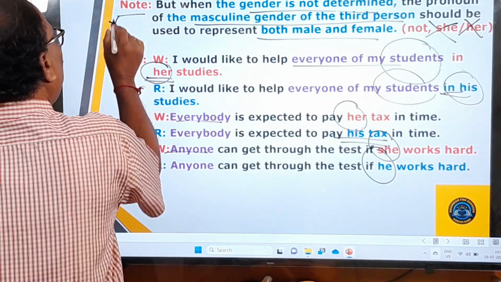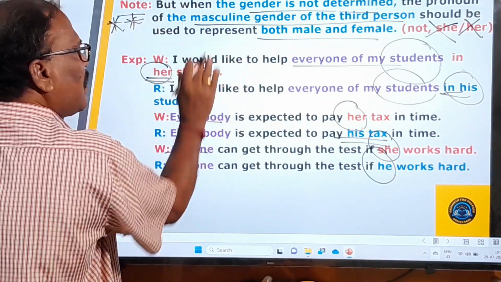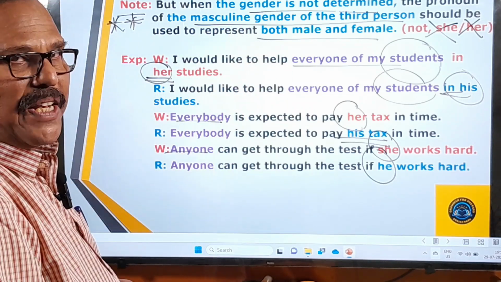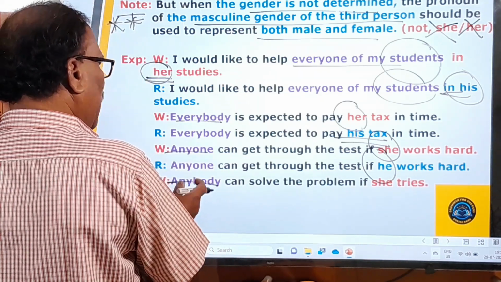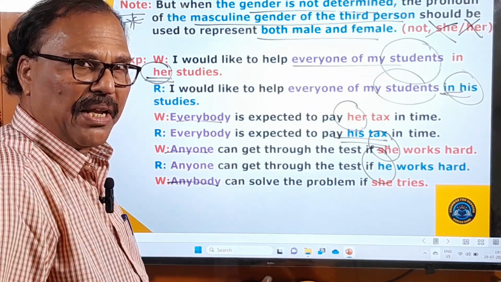So this is a very, very important rule. Questions will be framed on this in the examination. Right. And you go to anybody. Anyone? Anybody means, is it male or female? No.